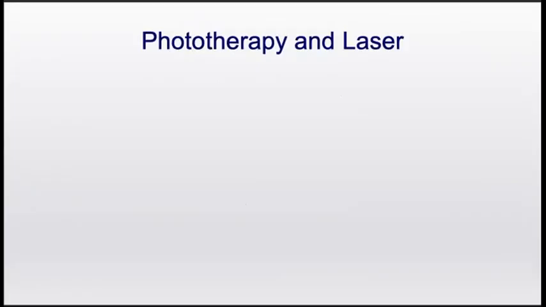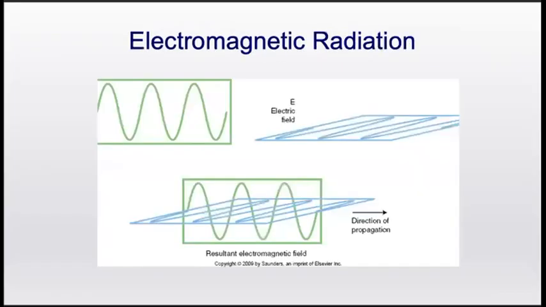The last therapy I want to discuss is phototherapy and laser. This is an area that has probably the most literature support that I've seen. It's probably one of the most effective treatment modalities that we provide at our clinic, and it includes electromagnetic radiation. Electromagnetic radiation is comprised of electric and magnetic fields that are oriented perpendicular to each other. So they're perpendicular and they vary over time.